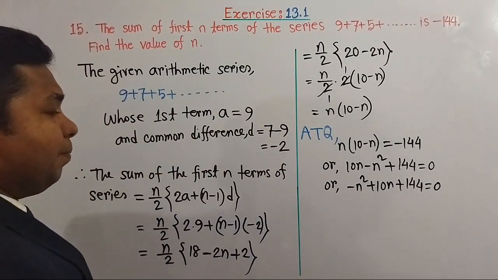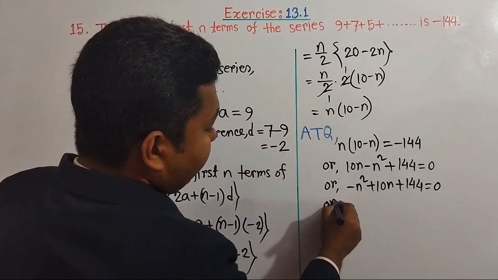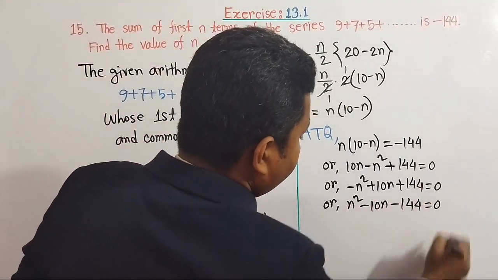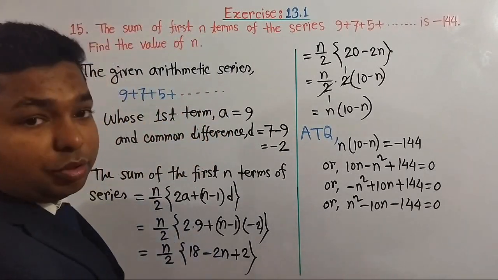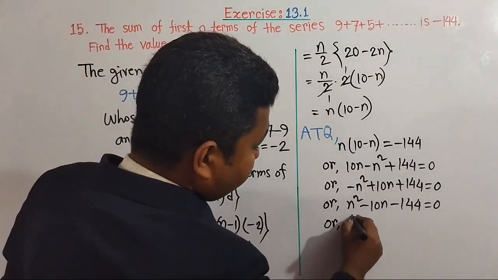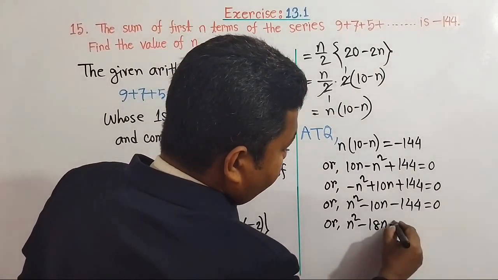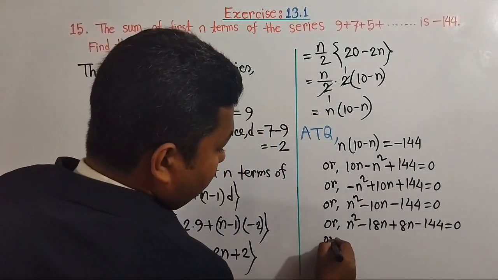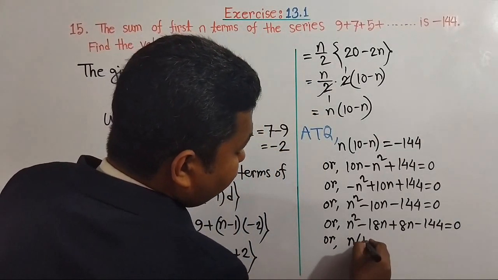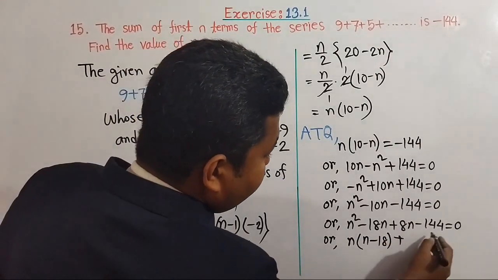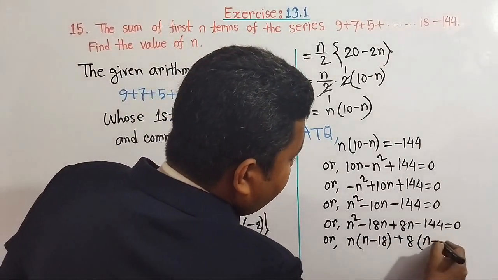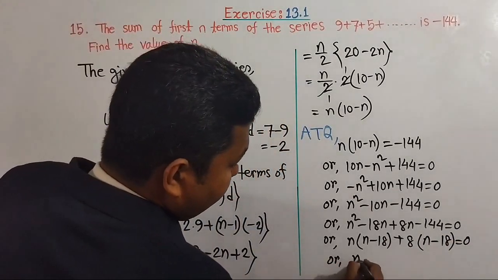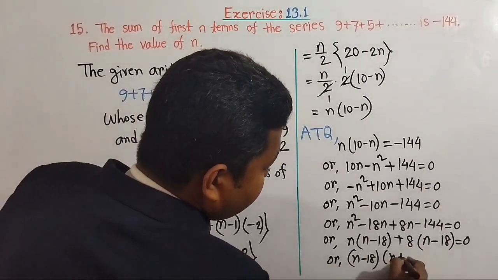Now we multiply both sides by minus 1, then we will get n square minus 10n minus 144 equal to 0. Now applying middle term method we will get n square minus 18n plus 8n minus 144 equal to 0, or taking common n we will get n into n minus 18, then taking common 8 we will get n minus 18 equal to 0, or here n minus 18 into n plus 8 equal to 0.